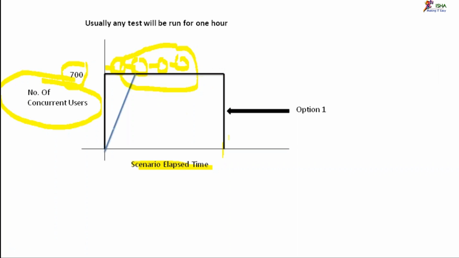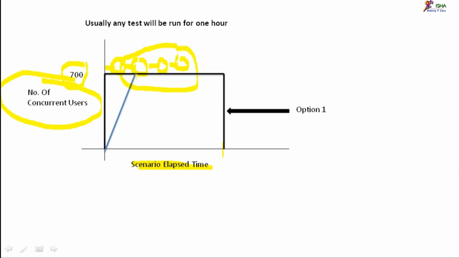Now option 2, one by one slowly. You have started the test. In the first minute, 5 users have started. In the second minute, 5 more users have started. In the third minute, the remaining 5 have started. Fourth minute, the remaining people have started. Fifth minute, the remaining people have started. Slowly, one by one, all of them have started.